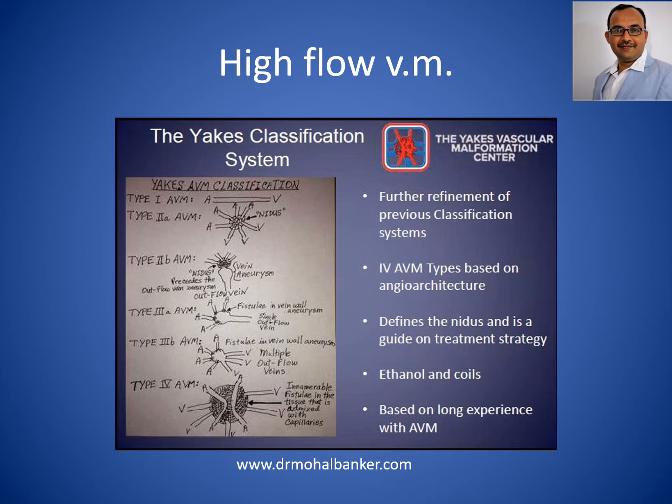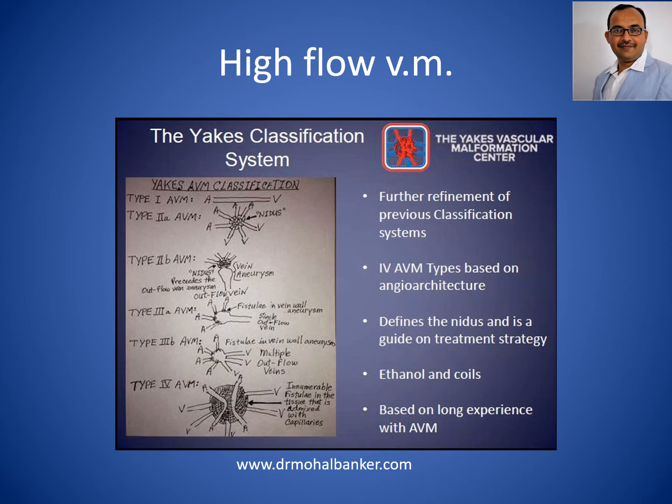Now what's the difference between type 4 Yakes malformation and other types? So basically, in the other types of the Yakes classification, the nidus and the normal vessels are separated. Now in type 4 there is a nidus and the normal capillary networks are interwoven, so they are not separated.